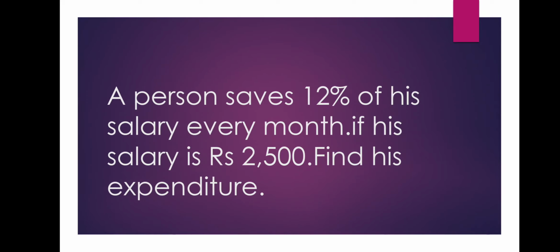Next question is, a person saves 12% of his salary every month. If his salary is rupees 2,500, find his expenditure. Yes, expenditure we have to find. Expenditure means what? Means total kharcha, right? Total kharcha. So total salary minus saving.